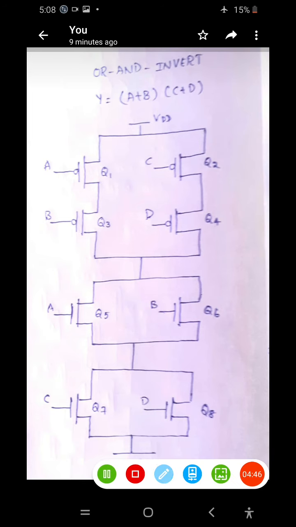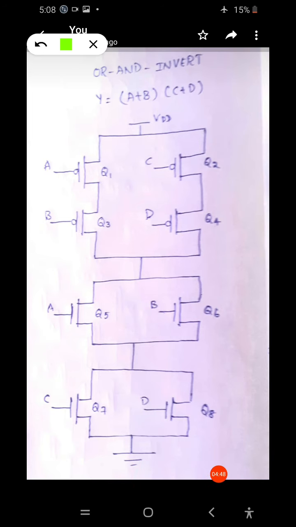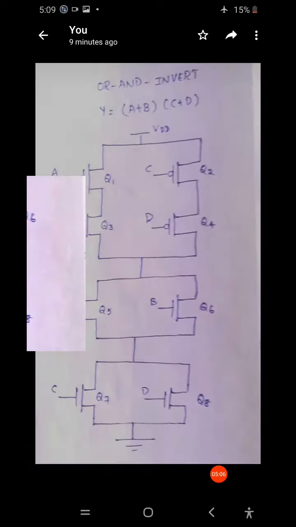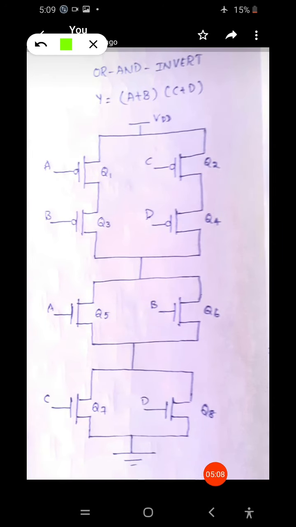So always for OR operation the PMOS transistors should be connected in series, and the NMOS transistors in parallel, right? This is the pull-up network and this is the pull-down network. This is the entire circuit, and the output is taken from the middle, between the pull-up network and the pull-down network. So this is regarding OR and invert logic.